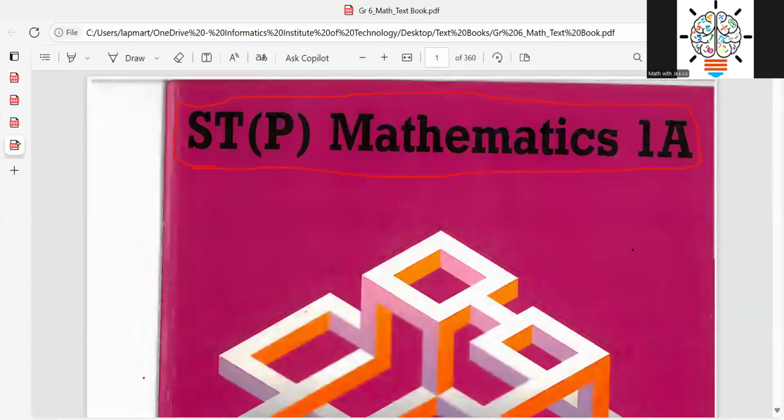Okay, children, so this is STP Mathematics 1A lesson series, day 11, right? So we have completed 10 days and we have completed the unit 1.